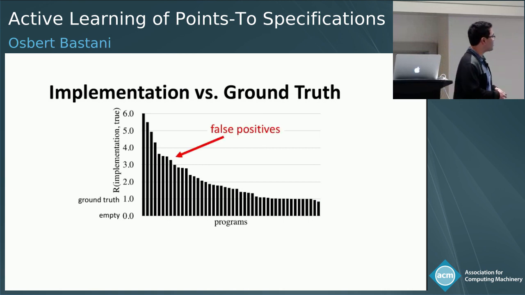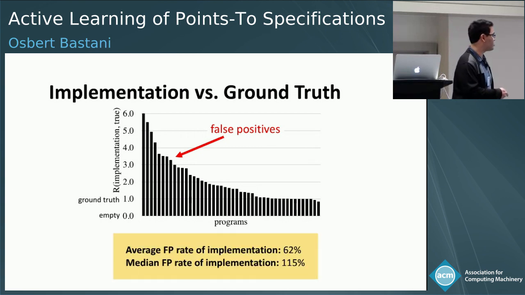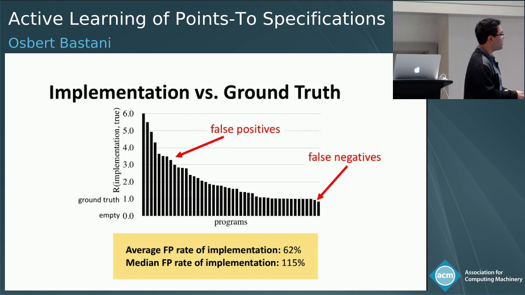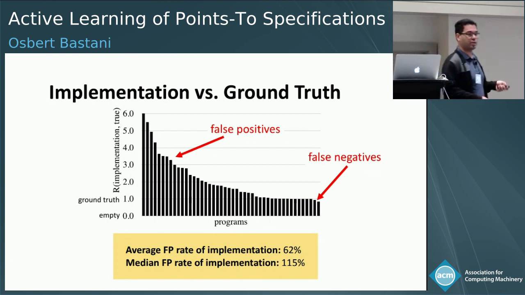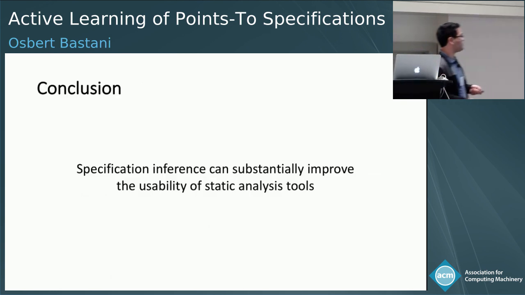And just to go through it quickly, we measured the same ratio of the implementation to the ground truth. So everything above 1 is going to be a false positive PointsTo edge. The average false positive rate was 62%, and the median was 115%. But at the very tail over here, we also found a couple of false negatives, in particular due to native code being used by the Java Collections API.